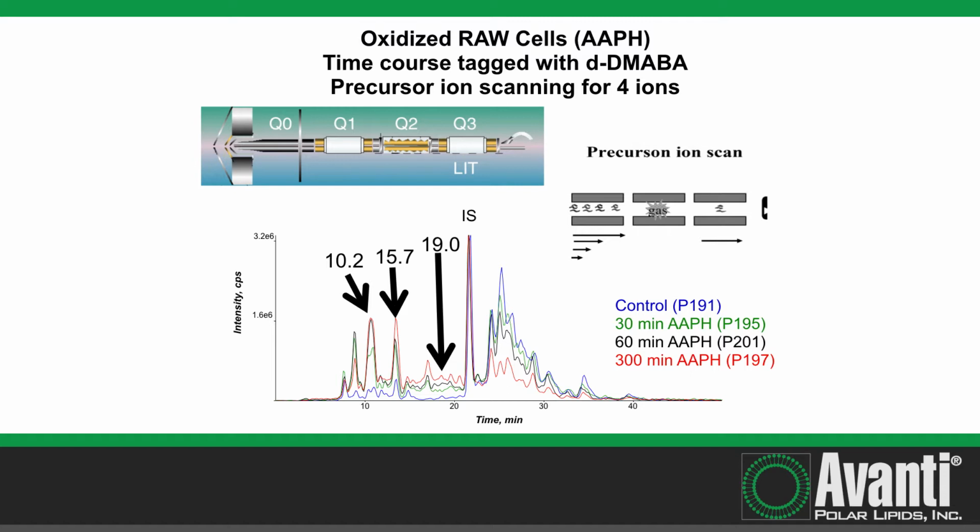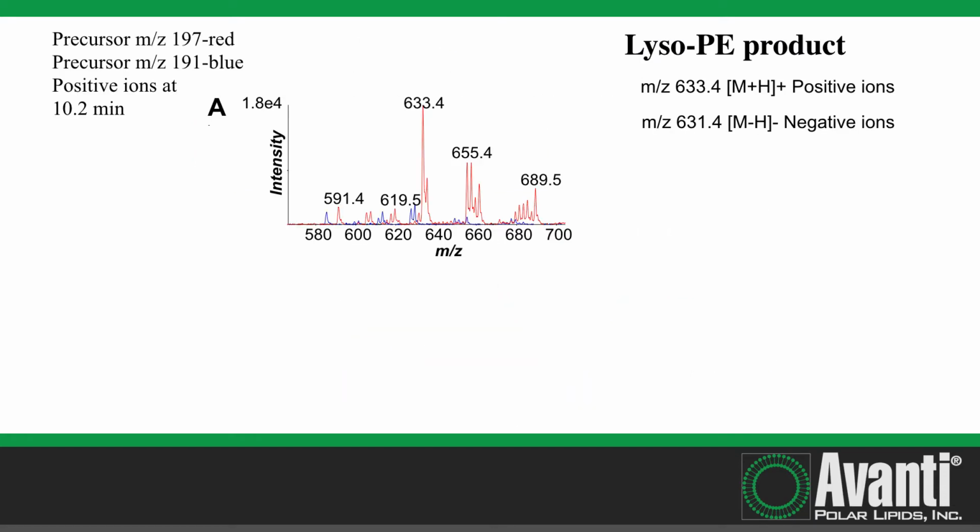The other feature I want to point out is this internal standard. You see, I've normalized everything to the same internal standard. So this molecule is not affected by that free radical process, and you can see that its height has been normalized. We knew we took the exact amount of sample from each one of those aliquots, so that we're looking at equivalent amounts of lipid originally from the raw cells. Now if we take a look at the traces and we look at positive ions, 633 in the red trace, the precursor 197, that's the D6. We see we have ions at 633, 655, 689.